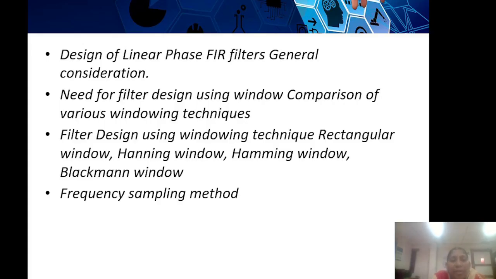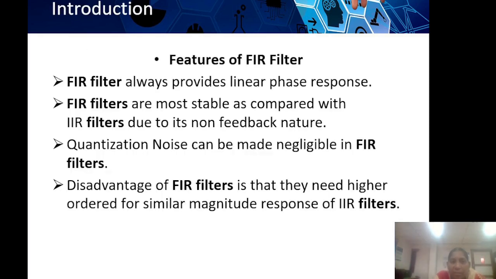So in this FIR filters, we are going to study about the design of linear phase FIR filter and its general consideration, and we are going to study about the filter design using various windows, and we are going to compare the performance of the various windowing techniques. Then we are going to study about the filter design using rectangular window, Hanning, Hamming and Blackman window. Then about the frequency sampling method. So now let us have a short introduction about the FIR filters.